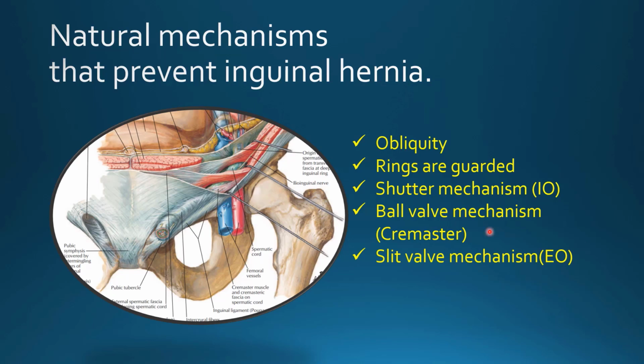Slit valve mechanism. When we look at the superficial inguinal ring, it has two crura, both of them together we call them as crura. Lateral and medial crura are approximating each other during contraction of the external oblique muscle. This is regarded as slit valve mechanism. Hormones. Male hormones are actually adding tone to these anterior abdominal wall muscles to prevent hernia.